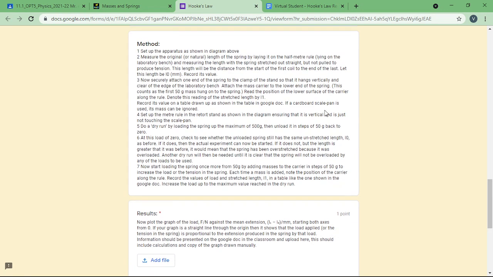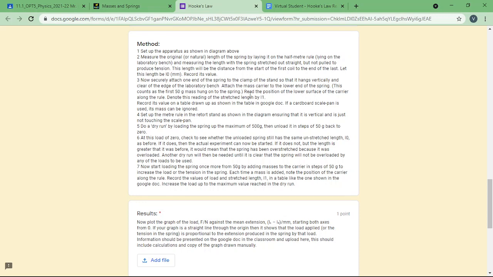All right. Set up the apparatus as shown in the diagram. Measure the original or natural length of the spring by laying it down, and measure the length with the spring stretched out, but not pulled, to produce tension. This length will be the distance that starts from the first coil of the end and lands on that, and that, and record its value. Now securely attach one end of the spring to the clamp and stand vertically on our bench.